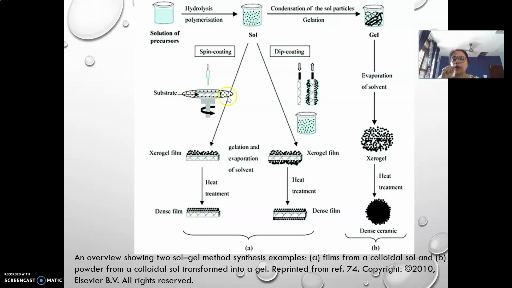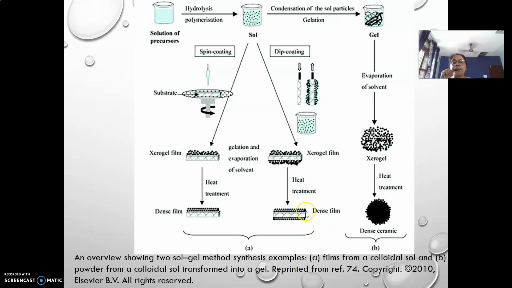Instead of allowing it to fall on a film, you are taking a particular material or particular form, you dip it, and when you dip it, both sides will be covered by the nanomaterial, and heat treatment will give you a film with nano coating on both the sides.